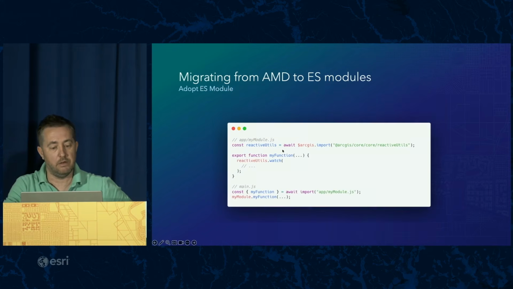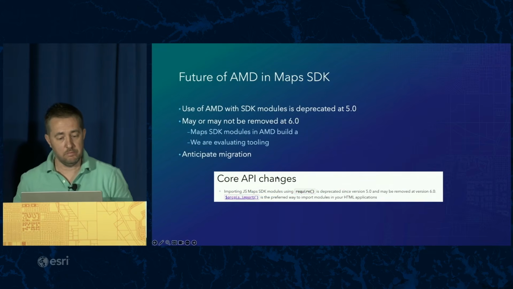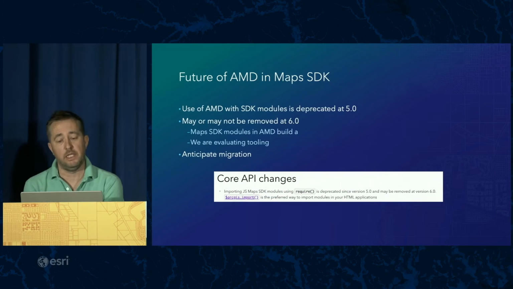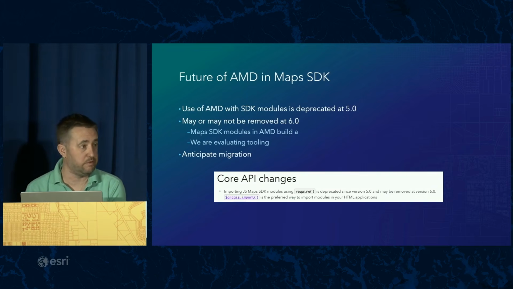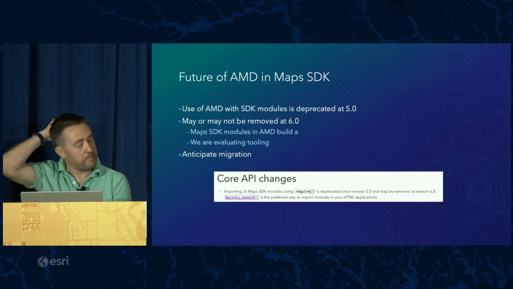And then export your functions directly. So, to touch base on this: the require and define syntax, the AMD syntax, is deprecated with the JavaScript SDK at 5.0. We don't know if it's going to be removed at 6.0. We just want to be upfront about this migration that will happen.